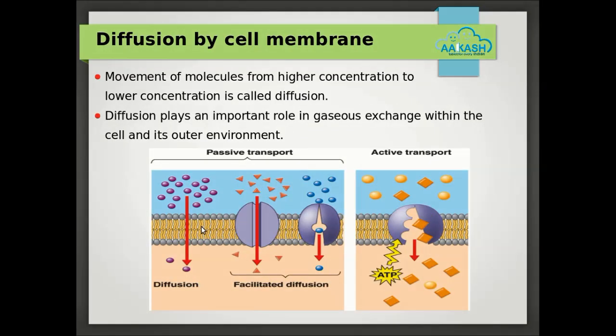Diffusion by cell membrane. Movement of molecules from higher concentration to lower concentration is called diffusion. Diffusion plays an important role in gaseous exchange within the cell and its environment. All gases exchange between the cell and its outer environment through the diffusion process. Carbon dioxide and oxygen movement across the cell membrane is through the process of diffusion. The diagram here shows the mode of active and passive transport in a cell.